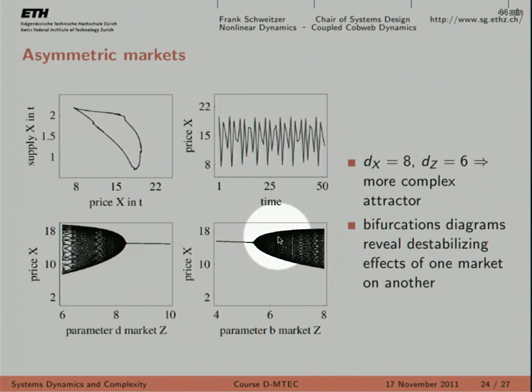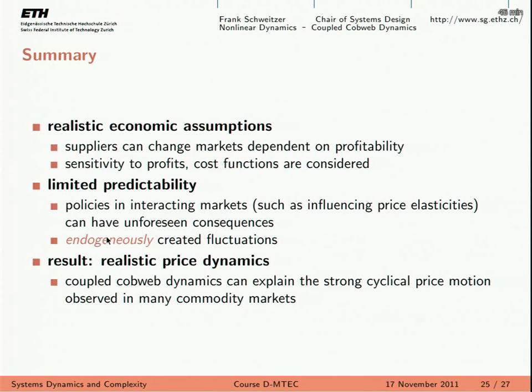Right? So we changed the basic structure of one of the markets, so we increased the demand slope by whatever policy we'd like, and we created chaotic behavior in the price in market X. The same thing for the supply, the price derivative of the supply. When we decrease it in market Z, again, we get chaotic behavior in the price in market X. So why is this important? And this is the last slide.